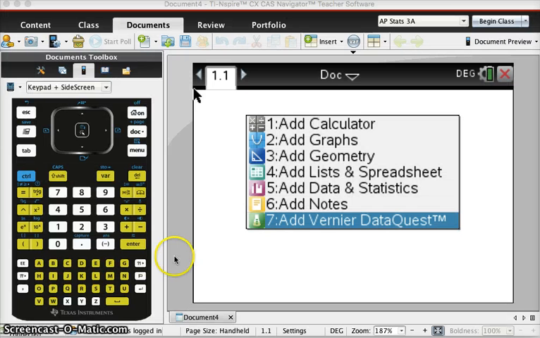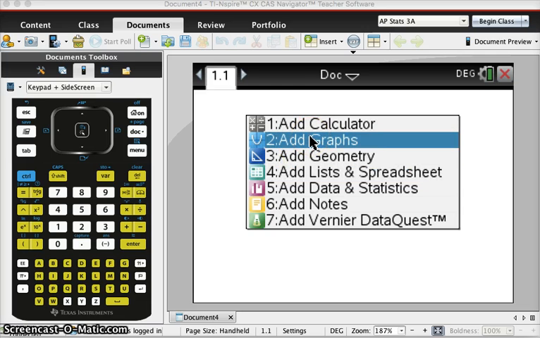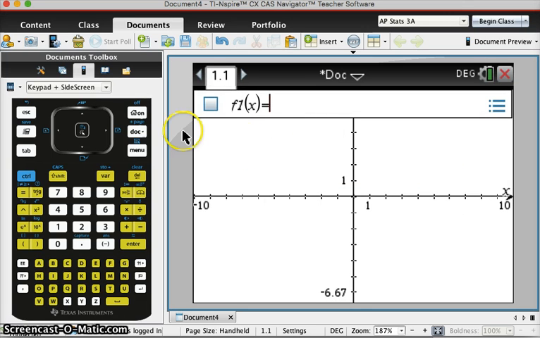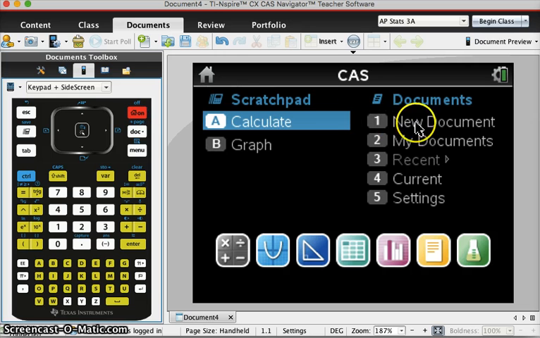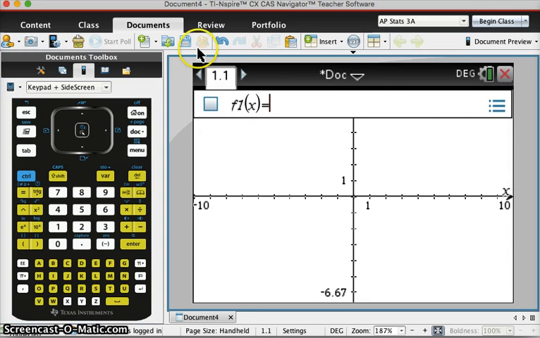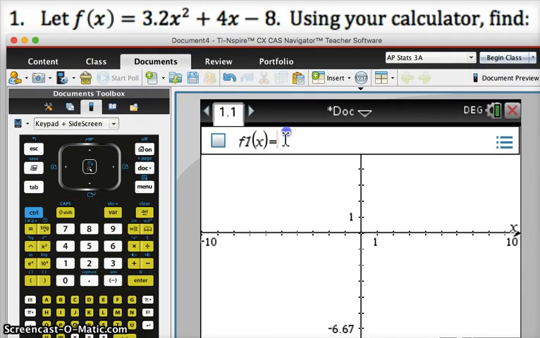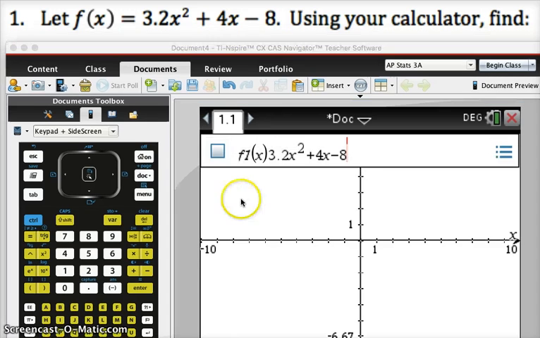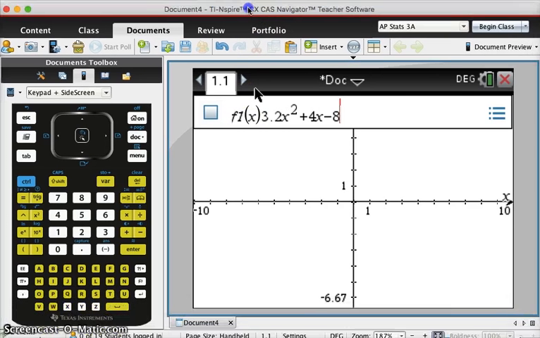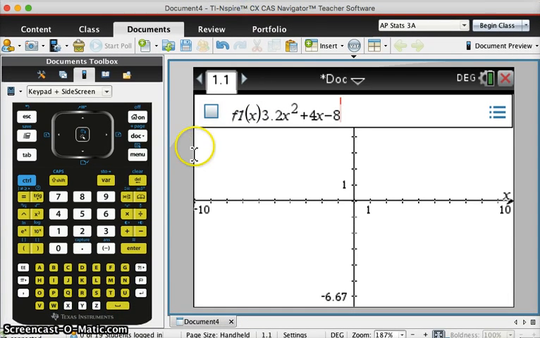In my calculator, the first thing I want to do is add a graph page. If you're in here and you want to add a new document, stay away from this, as we said before. Go to new document and add graph page. That's what it's going to want. So what was the function? I'm going to go ahead and enter those in while we're paused. Otherwise, this video is going to get really long and really boring.